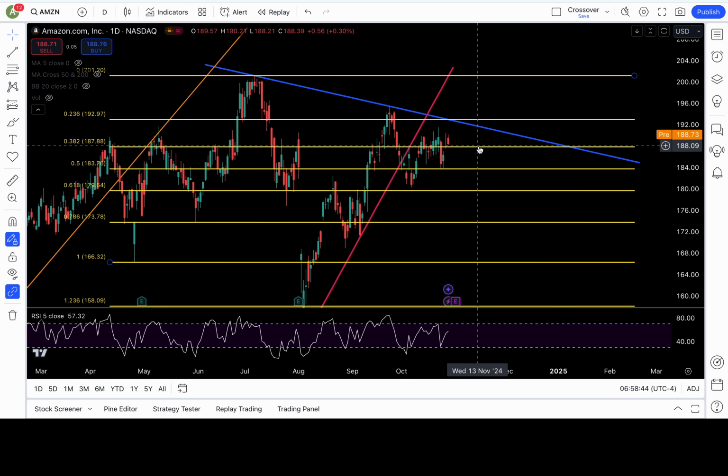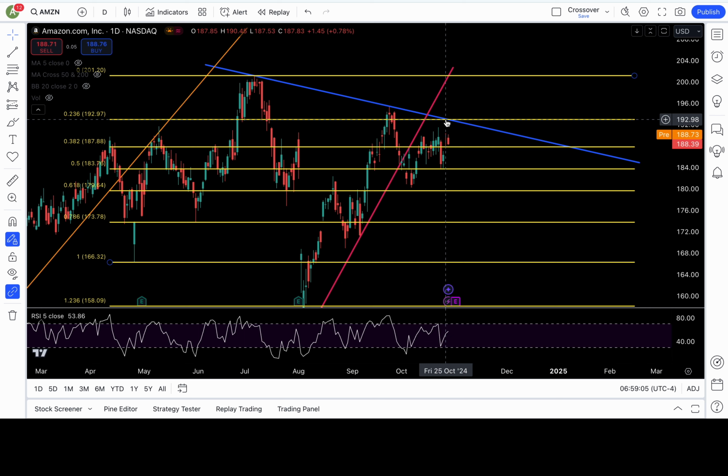Amazon, yeah, it needs to break down this 188 level. If it could break it down, I would favor the gap fill to 186.5, and then 185 and 183.7 below that. Below 183.7, I would be bear biased. But for the bearishness to even start, 188 must fail, okay?